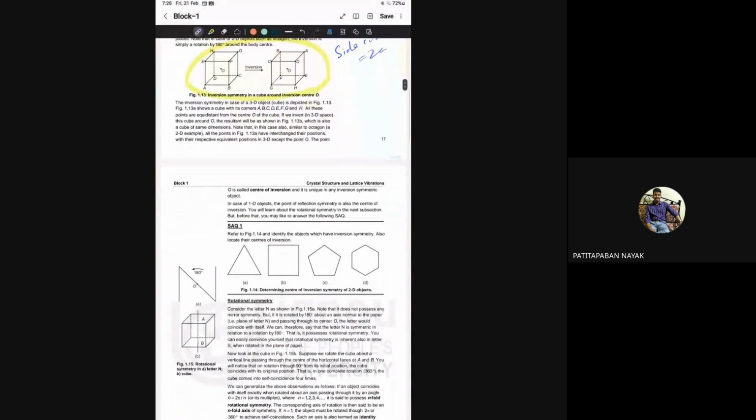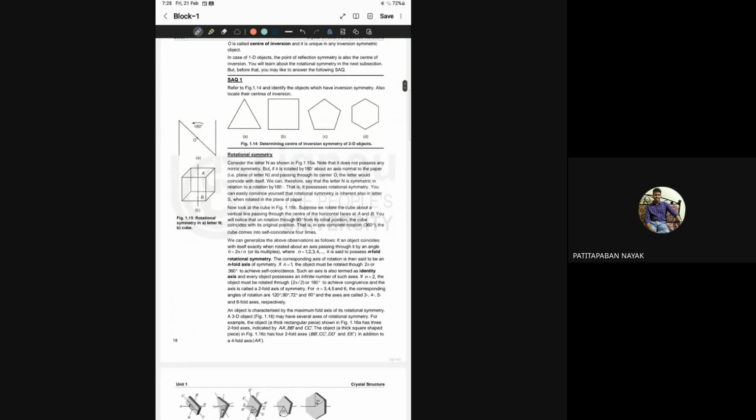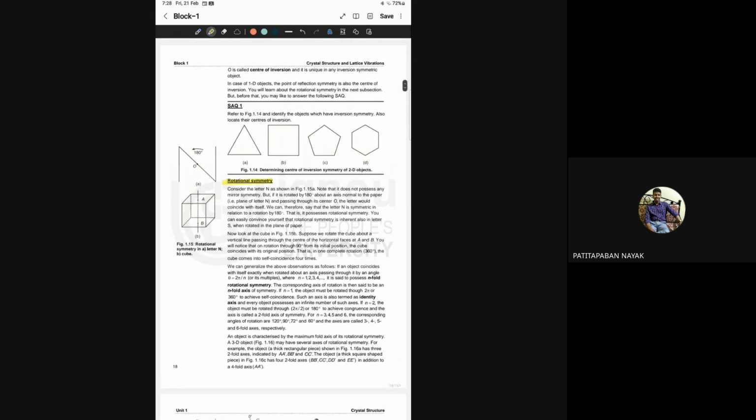All right. Next we go over to rotational symmetry. So what does rotational symmetry mean? If we rotate by an angle, let's say theta, and the object remains the same, then we say it has rotational symmetry by an angle theta, or 90 degrees or 180 degrees.